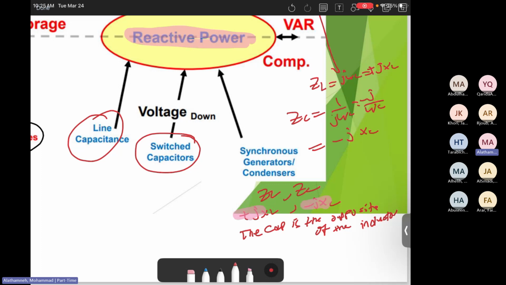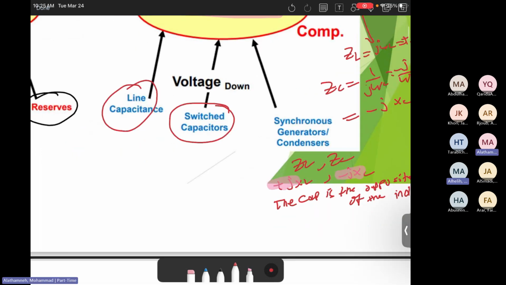The other thing, have you ever heard of the Ferranti effect? Does anybody know Ferranti? Yes. Ferranti effect in power systems. I'm not sure about the spelling. I think it's F-E-R-R-A-N-T-I effect.